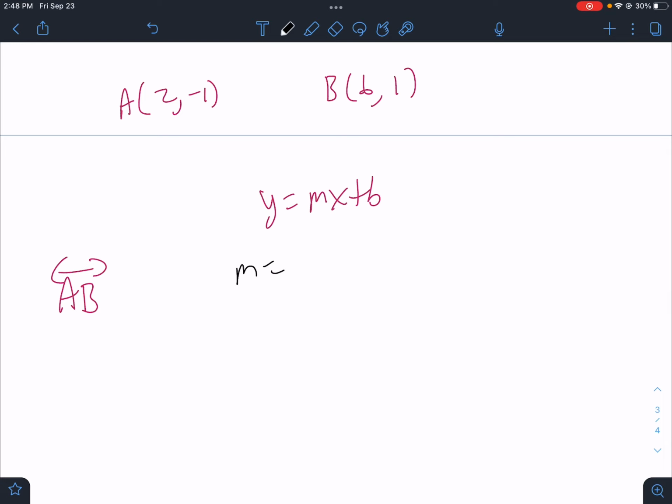Look at the y values. -1 to 1, that's +2. The x values, 2 to 6, that's +4. That is a slope of 1/2. You must be fully simplified to get full credit. So +2 over 4 reduces to +1/2.